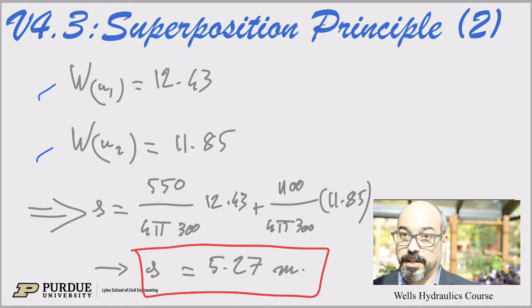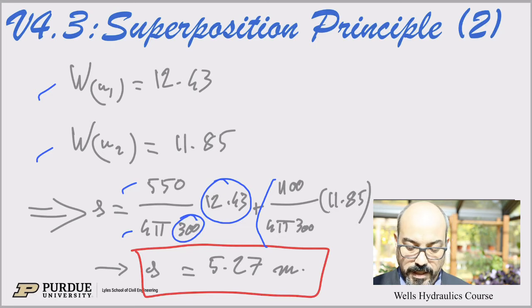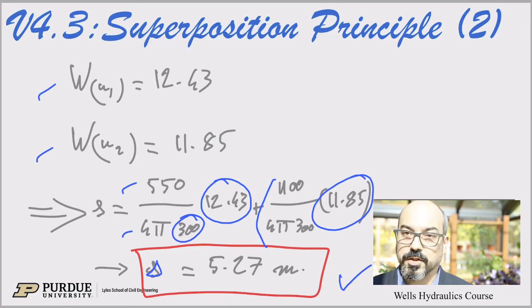Finally, we can plug that into our original sum. The drawdown is the sum of the two wells: Q over 4 pi T for the first well times W(u1), and then Q over 4 pi T for the second well times W(u2). If we sum those two, we get a drawdown of 5.27 meters. So after 200 days, the drawdown in the observation well will be 5.27 meters due to the pumping of those two wells.